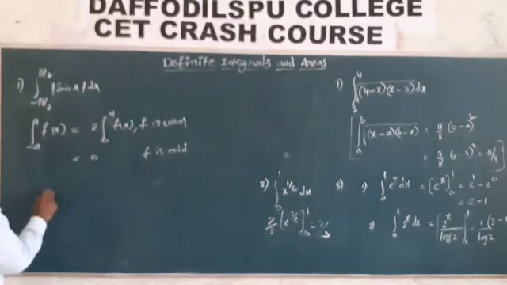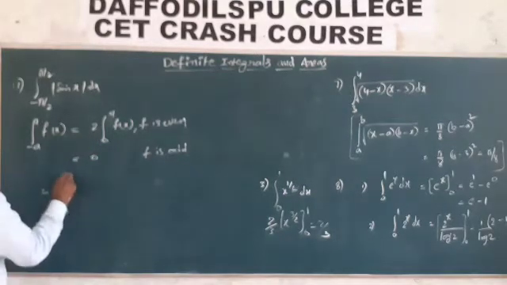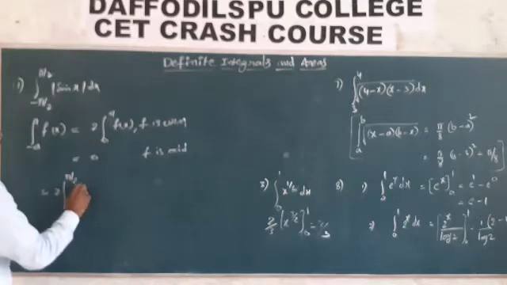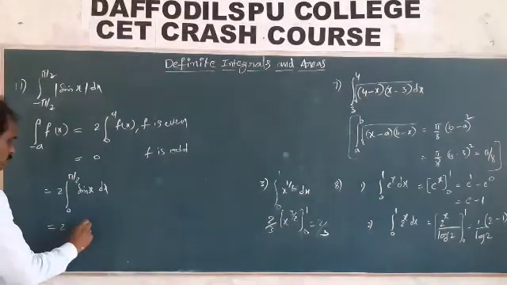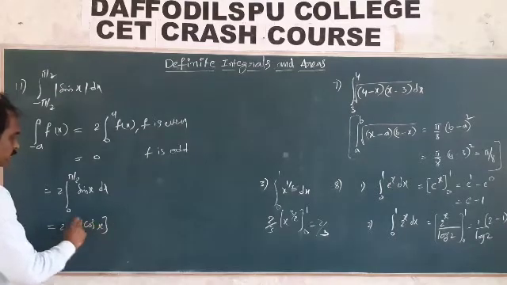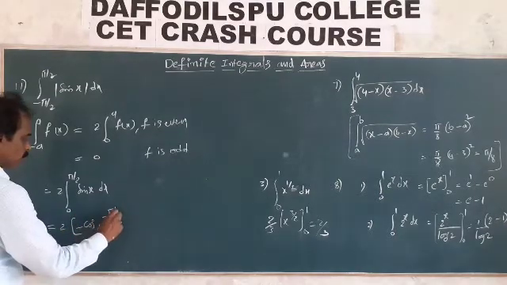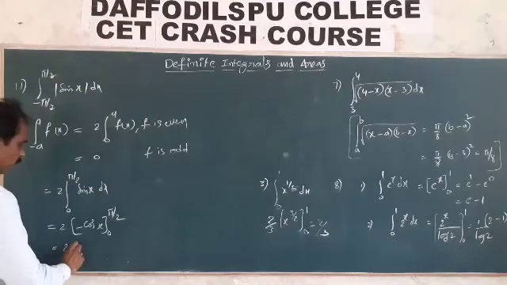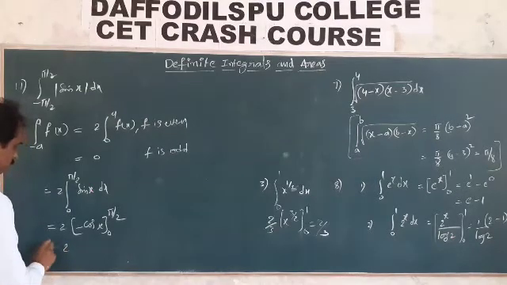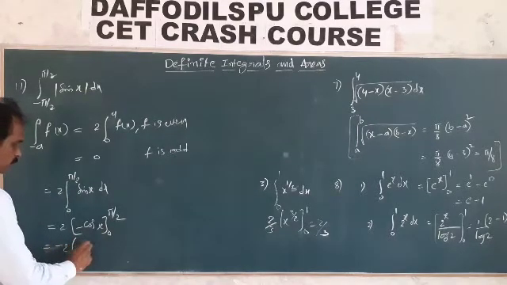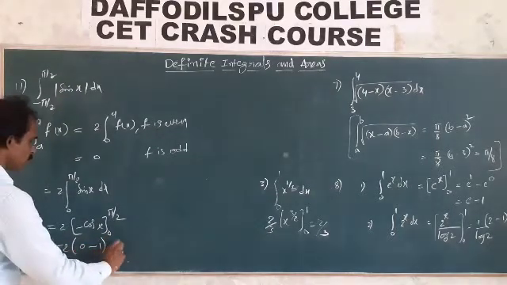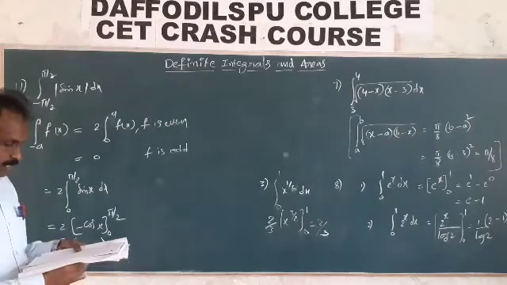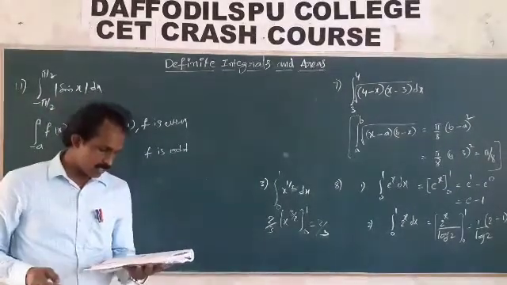So even function means this is equal to 0 to pi by 2 sin x dx. What is the integration of sin x? Minus cos x from 0 to pi by 2, that is minus cos pi by 2, which is 0, minus cos 0, whose value is 1. So minus 0 minus minus 1, that is 1, times 2 gives 2. So the first option is the correct answer.